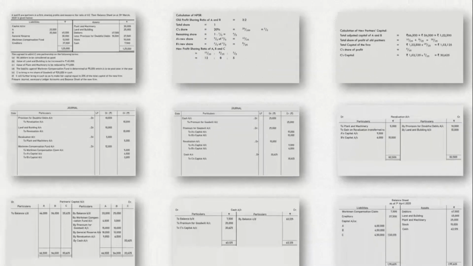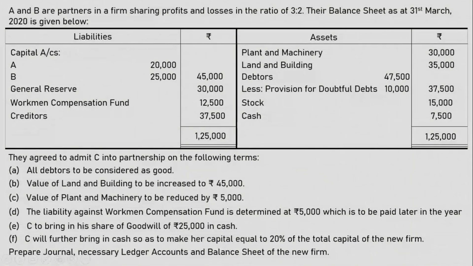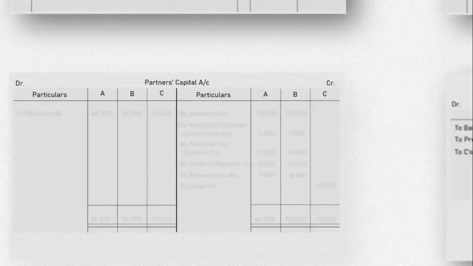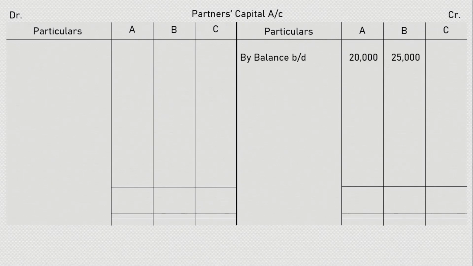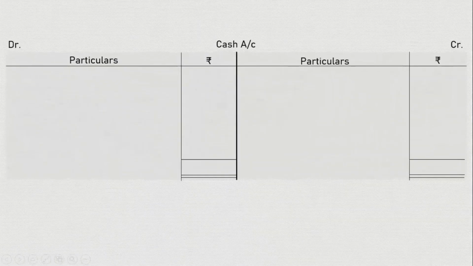Now next work is to transfer balances. Let's see, we are making revaluation account. It is not having any balance. Then partners capital account 20,000 and 25,000. Okay. And cash account 7,500. Let's go to our capital account. By balance BD 20,000 and 25,000. Then let's go to cash account. To balance BD being our asset, it has debit balance 7,500.